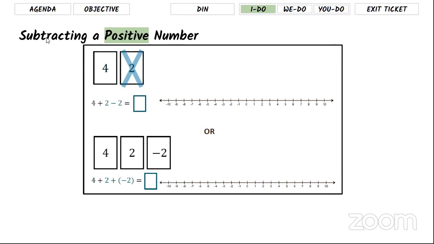Let's talk about first subtracting positive numbers. This is a very obvious one that you already know. So let's say you have a 4 and 2. Subtracting means crossing out one of your cards, if you think about it as the integer game. Crossing out means you're taking away that card as a number. So 2 minus 2, these are crossed out, and the result would be 4, okay?